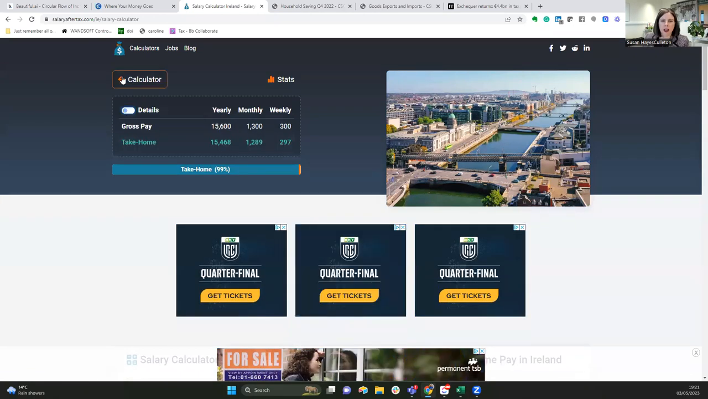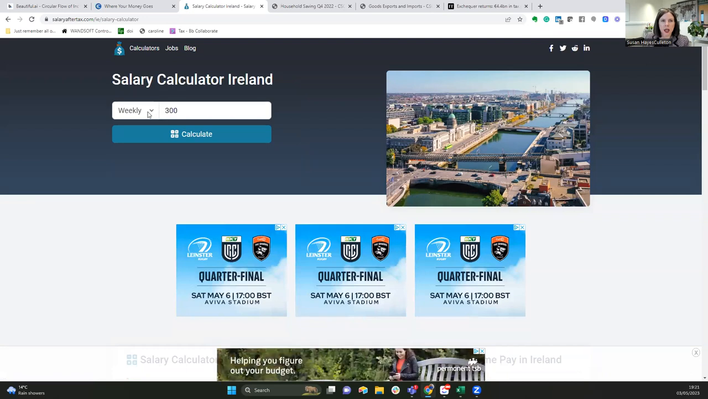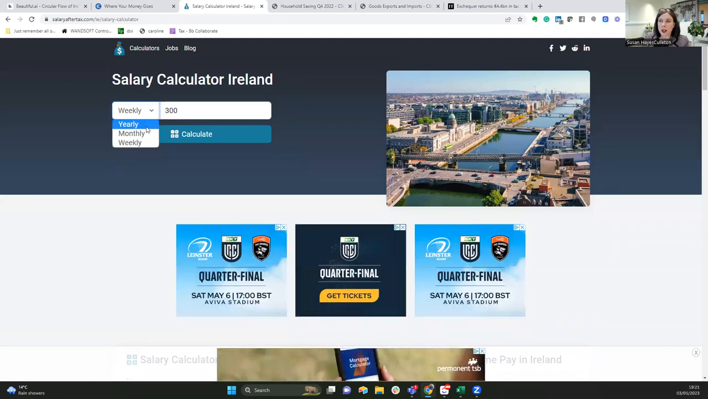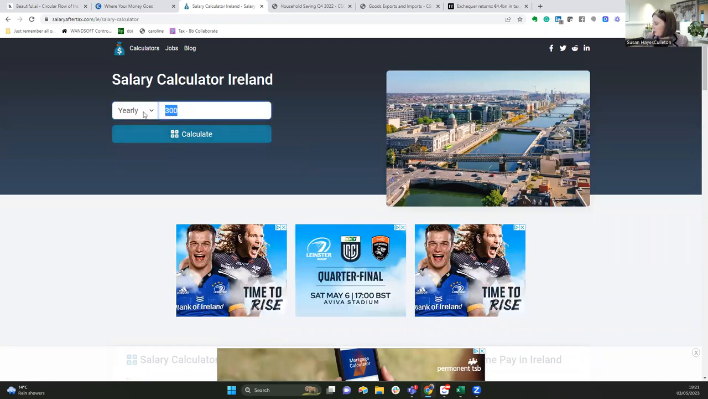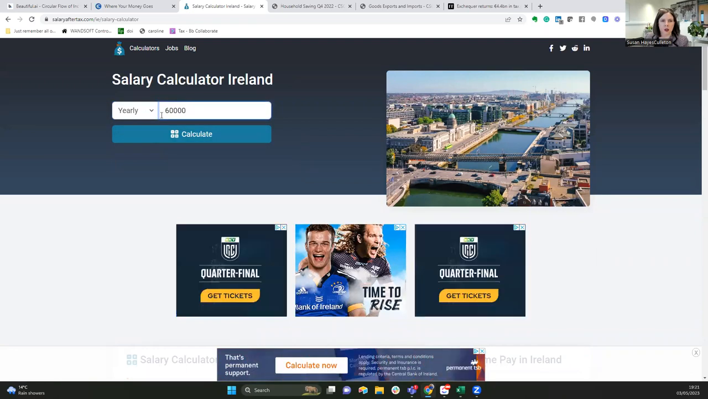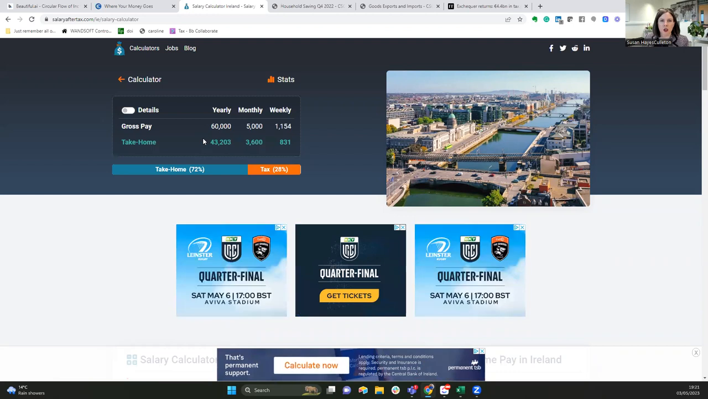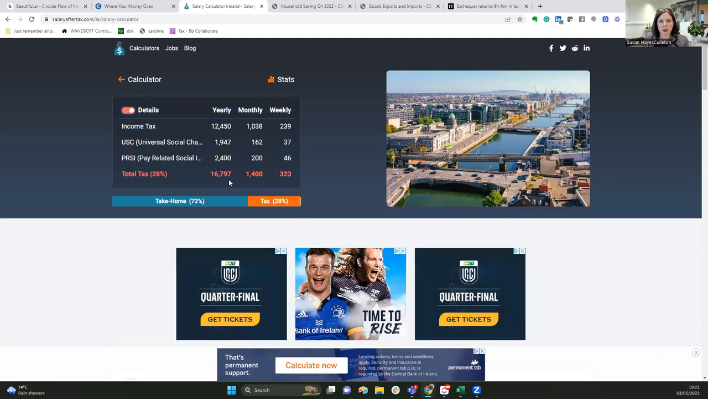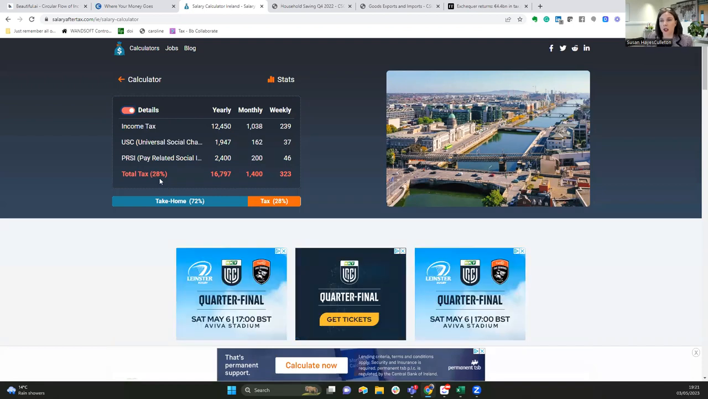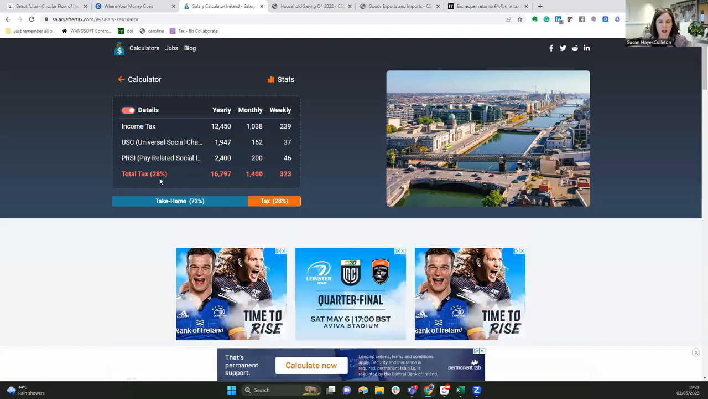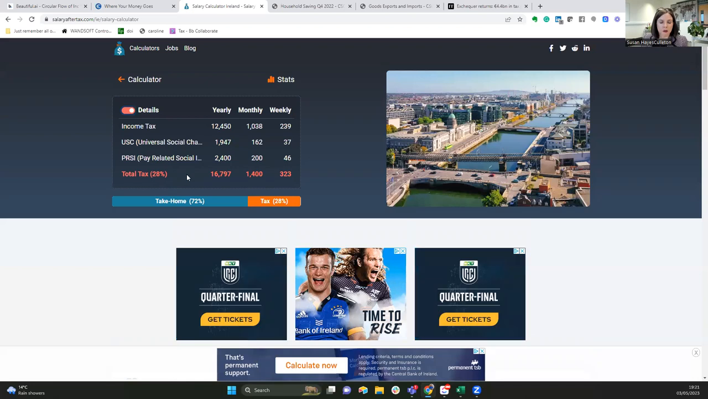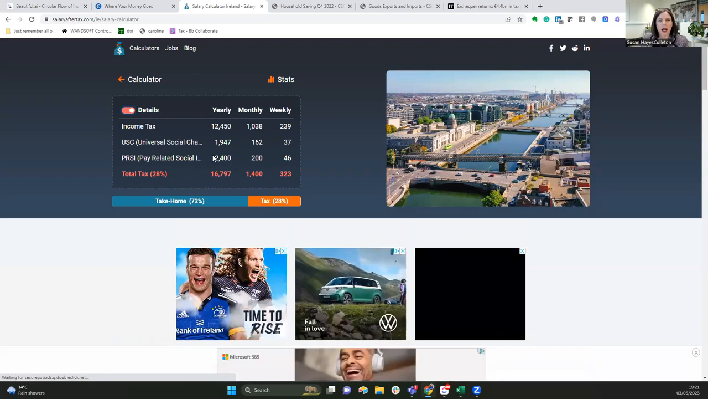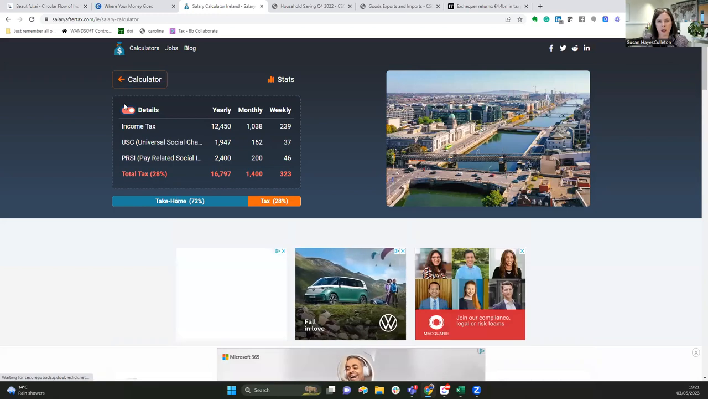Now, I have great fun with this calculator. You can look around and say, well, imagine if I was to earn, for example, in a job in the future, 60,000 euro. Then you can see exactly how much you would end up with. As you can see here, your average tax rate would be 28% in this case, and your take home pay would be 72%.